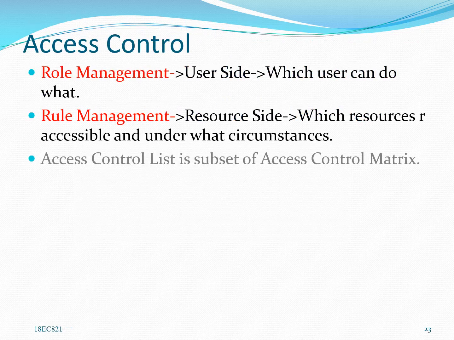Access control. In access control, there are two types. One is called role management, the other one is called rule management. What is meant by role management? Role management is on the user side: which user can do what? Rule management is the resource side: which resources are accessible and under what circumstances? And an access control list is a subset of the access control matrix.